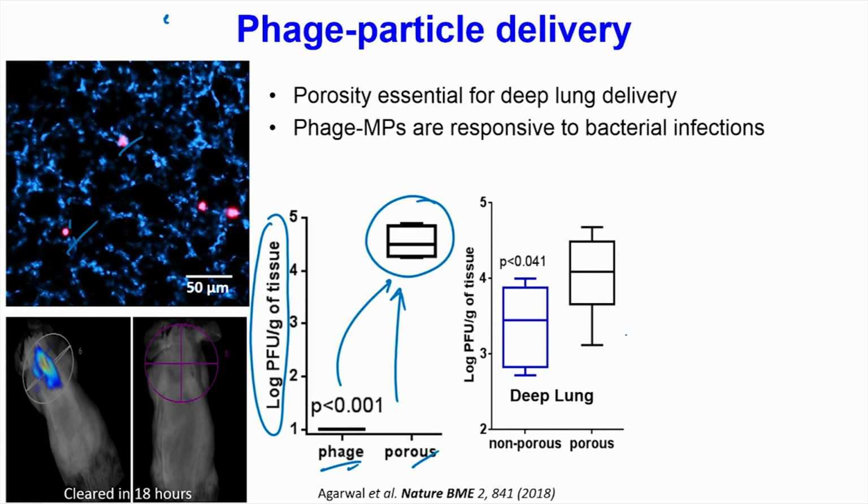And the same thing they observe with the non porous versus porous particles. So, the porosity is essential for deep lungs, and what they find is in the deep lung region, the porous particles give you about an order of magnitude higher deposition of the phages compared to non porous particles. Again, remember, this is titering for the plaques. So, all of these phages are actually active phages. So, throughout this process they have been able to attain activity of phage in the lung.